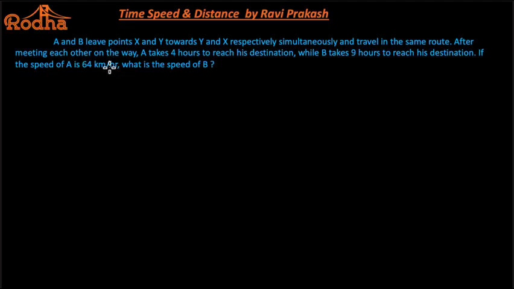Yeah, hi guys. So let's look at this question here. This question says that A and B leave points X and Y towards Y and X respectively simultaneously and travel in the same route. After meeting each other on the way, A takes 4 hours to reach his destination while B takes 9 hours to reach his destination. If the speed of A is 64 km per hour, what is the speed of B?